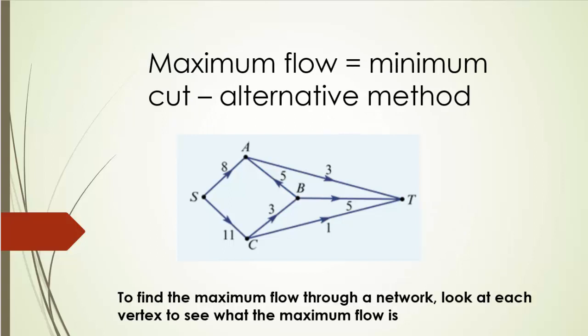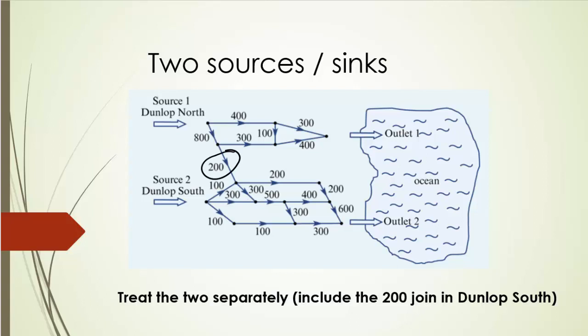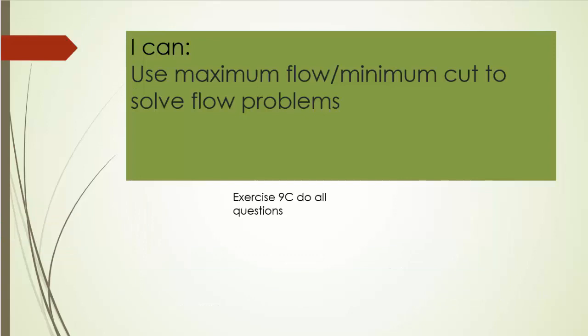Now, we've got an alternative method which is a bit dodgy as well. Quick matter here: if there are 2 sources and 2 sinks, you treat them separately. This 200, which is going from source 1 network to network 2, gets included in Dunlop South because it's going into Dunlop South. Good. I'm sure you can now solve maximum flow problems by finding minimum cuts, and exercise 9C has got plenty of examples for you to practice.